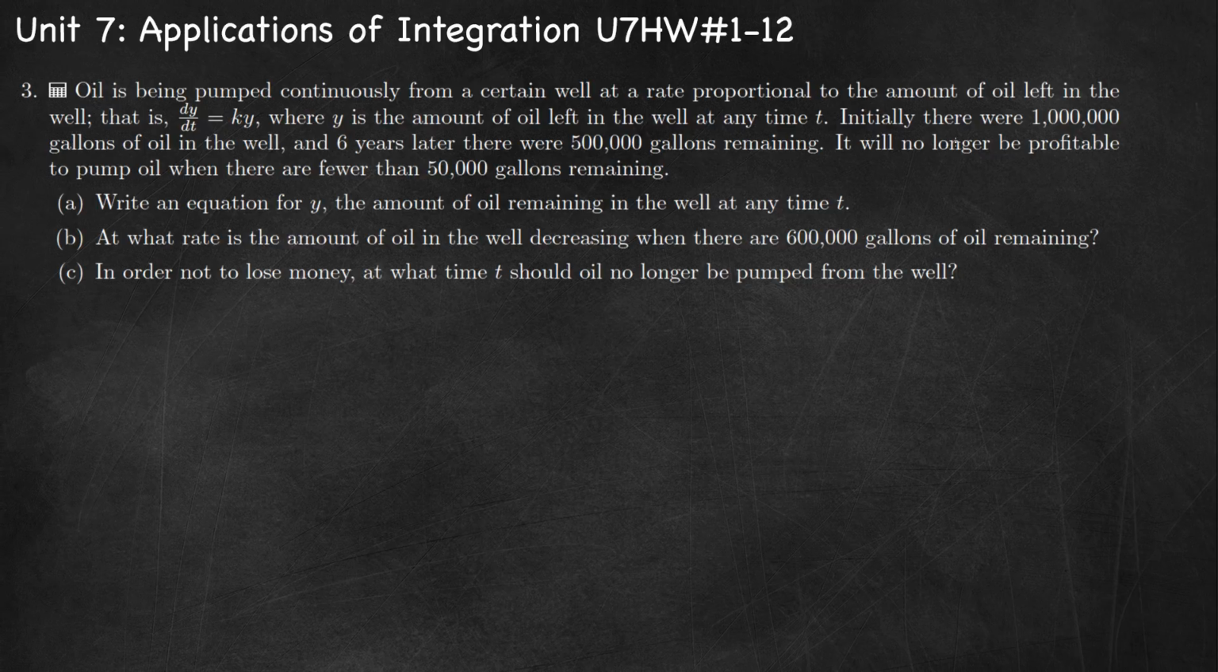Initially, there are 1 million gallons of oil in the well, and 6 years later, there are 500,000 gallons remaining. It'll no longer be profitable to pump oil when there are fewer than 50,000 gallons remaining.